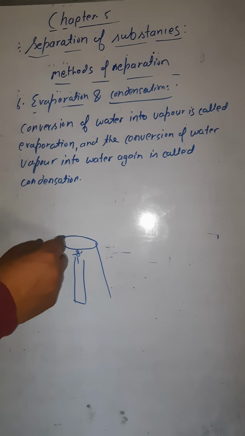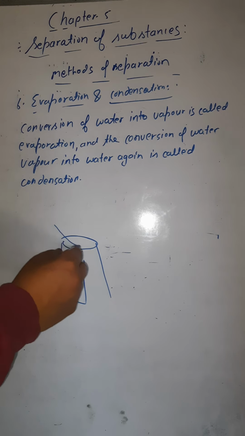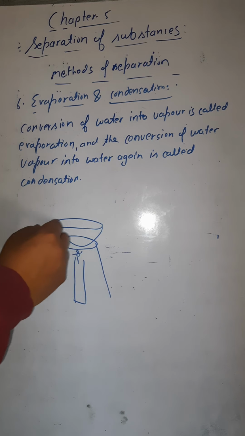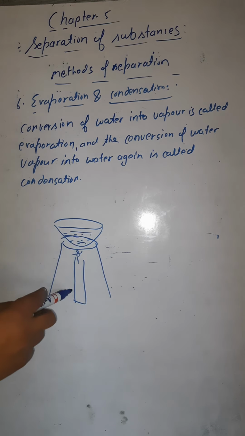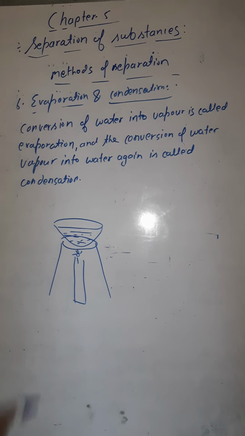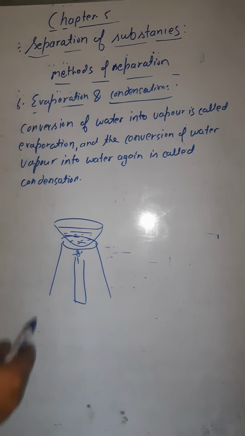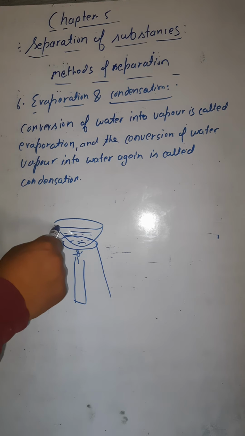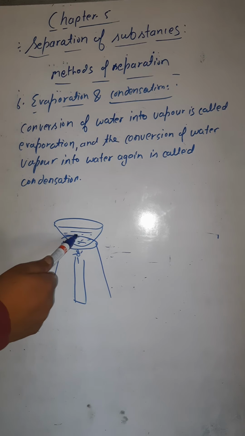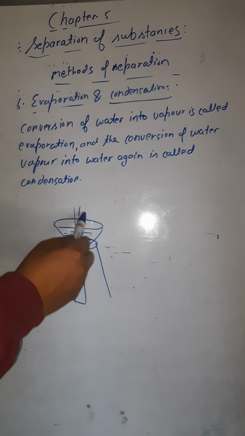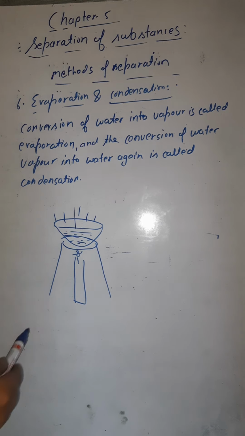Now you take a pot, and in this pot you keep some water. You light the candle from below. Gradually, when you are lighting the candle from below, the water in the pot is converting into vapor.